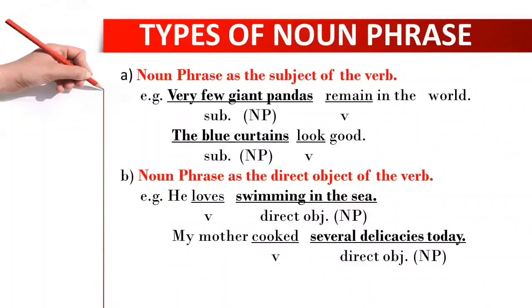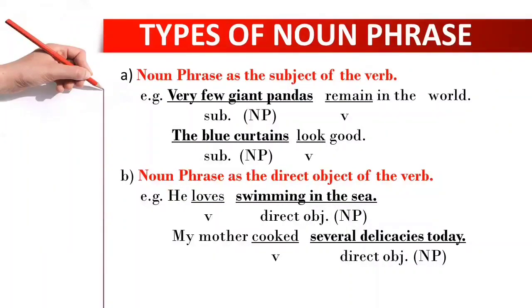Noun phrase as the direct object of the verb. We get the direct object of the verb by asking what to the verb. For example, he loves swimming in the sea. He loves what? The answer is swimming in the sea. Here, swimming in the sea is noun phrase and it acts as the direct object of the verb loves.